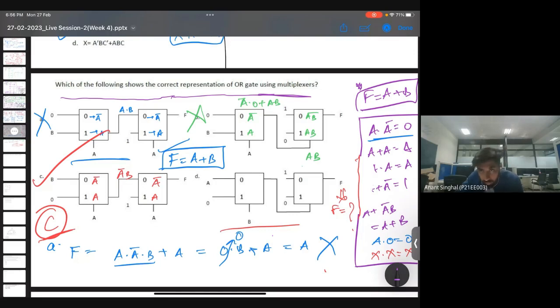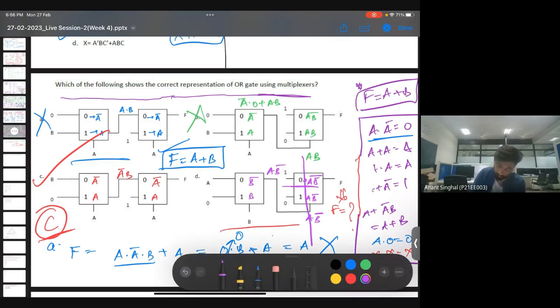Okay, someone has written A bar plus B. So let me check. So this is nothing but B bar and this is B. So the output of this circuit will be, since it is A B bar and this is 0, I hope this is clear, A B bar. The select line will be A B bar. So this will be A B bar whole bar and this will be A B bar. So if I try to solve this, since it is 0, the only output that we'll get at F will be A B bar whole bar.